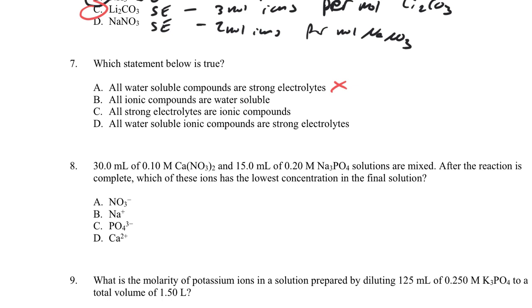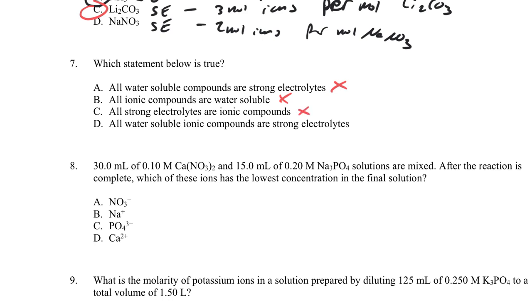All ionic compounds are water-soluble. That's not true because we have insoluble ionic compounds and soluble ionic compounds. All strong electrolytes are ionic compounds. That's not true either because our strong acids are strong electrolytes in water, and those are molecular compounds, like HCl, HBr, et cetera. Those are molecular compounds, so that statement's not true.